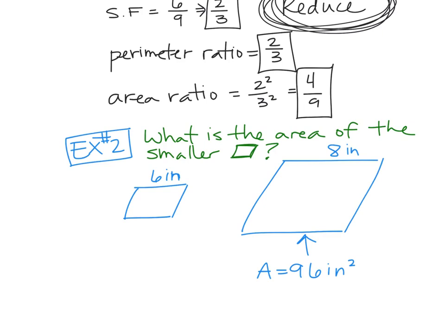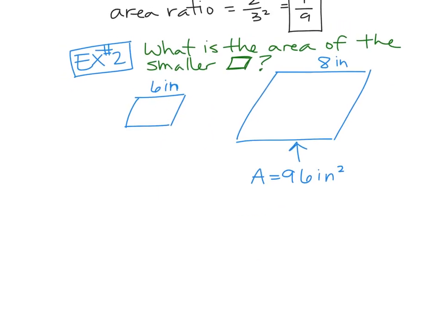So where's a good place to start? Do you know how to set this up to start the problem off? Get the perimeter ratio or the scale factor, right? Which would be what right now? 3-4. Okay, so our scale factor is going to be 6-8, which reduced is 3-4. Okay, so I know my scale factor. What do you have to do next?